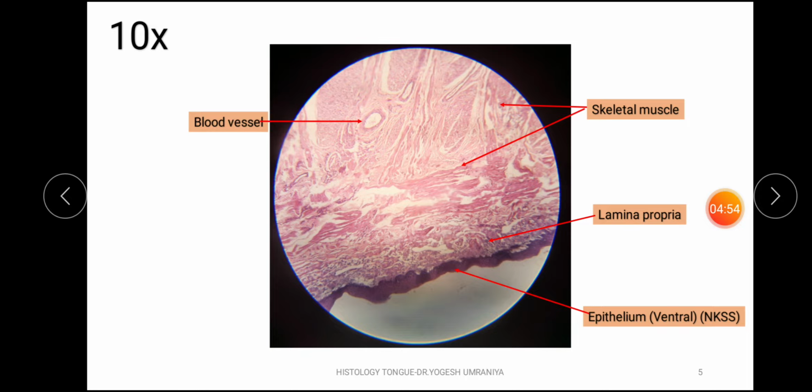Now again the image under the 10x photomicrograph, you can see that this is the blood vessel in between the skeletal muscle fibers.